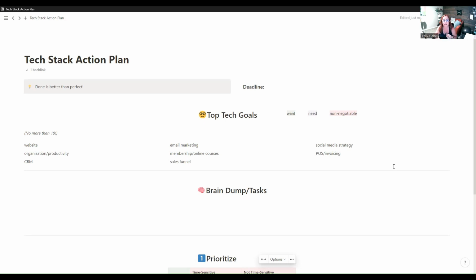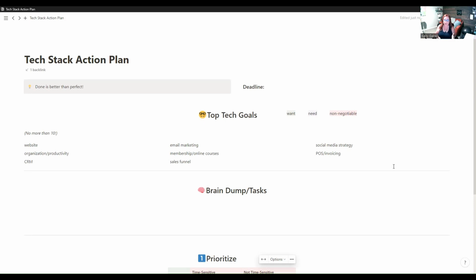A CRM is a customer relationship manager. And we've talked about this briefly on the channel before. Not everybody needs a full-blown CRM. That tends to be a little bit more for the larger businesses, but it still comes in very, very handy earlier in your business, even when you're a little bit smaller. So just throw it on there depending on where you're at in your business right now. And then your sales funnel, which we've mentioned before, can go along with your email marketing, but not necessarily. So we're going to go ahead and keep that separate.